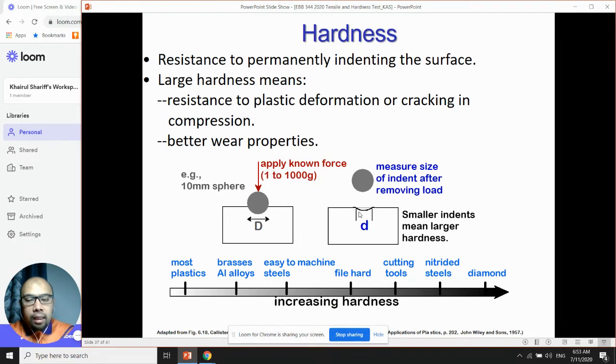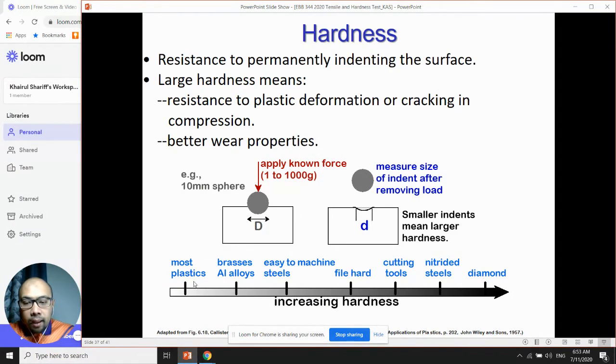If the diameter of the dent surface and the height of the dent are larger, it means the material has low hardness. Meanwhile, when you apply the same load as previously and find that the diameter and the height of the dent are very small, it means that the material shows high hardness properties.